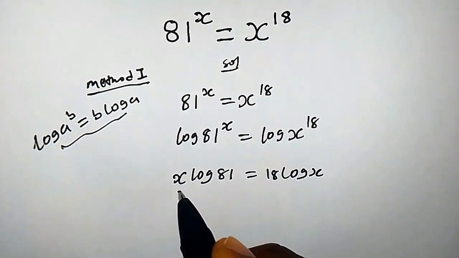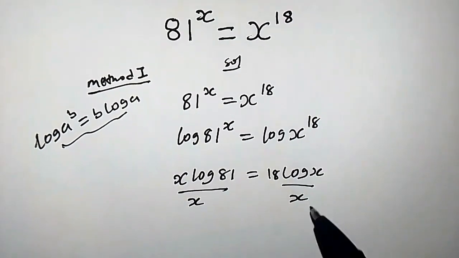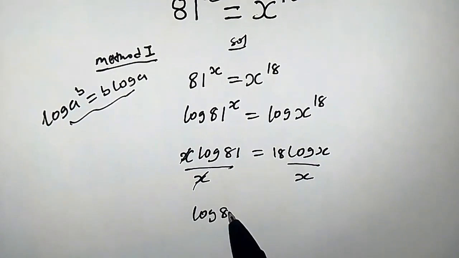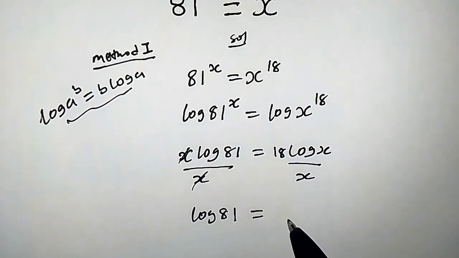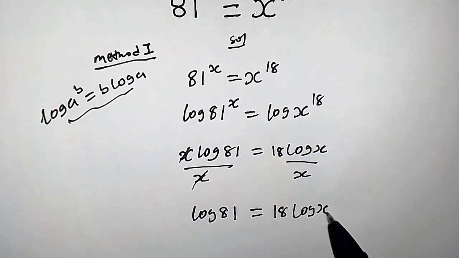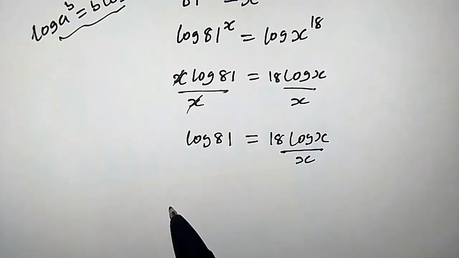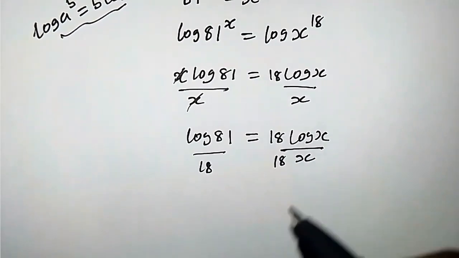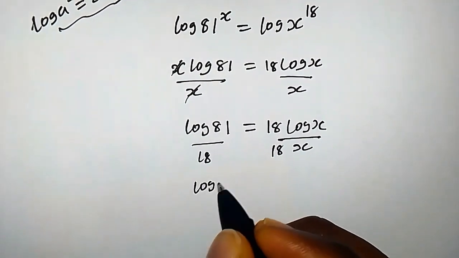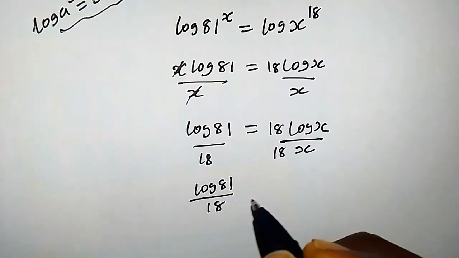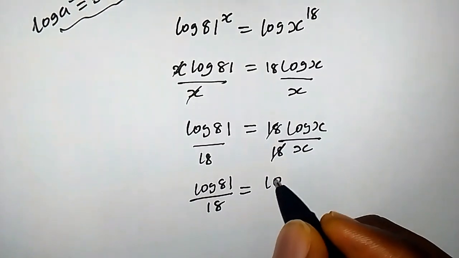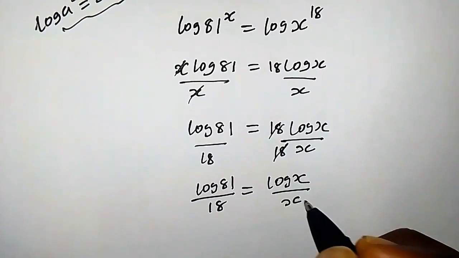So now let's separate the variables and the constants to one side. Dividing both sides by x, this takes care of this. So we are left with log 81 on the left side, which equals 18 times log x all over x. Also, dividing both sides by 18, we're going to have 18 here, and also 18 here. We are left with log 81 over 18, which simply equals log x over x.